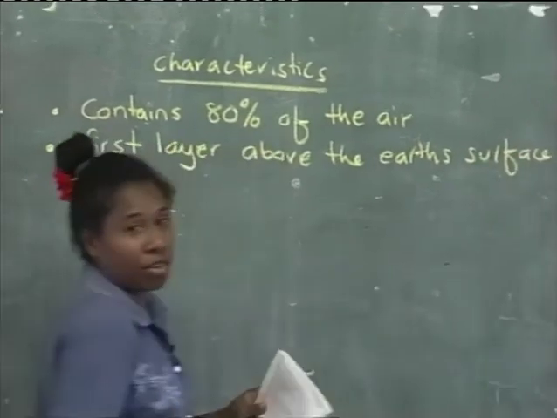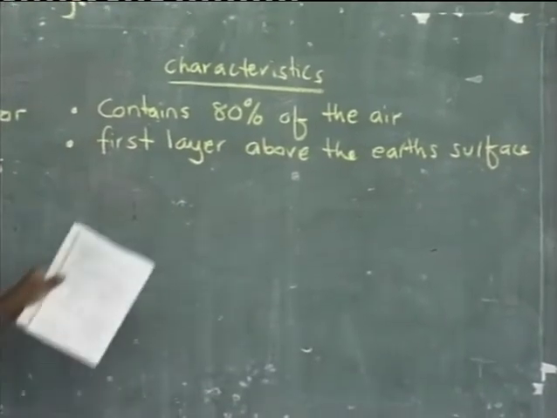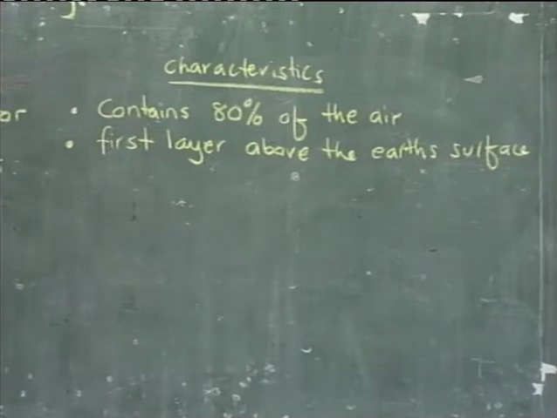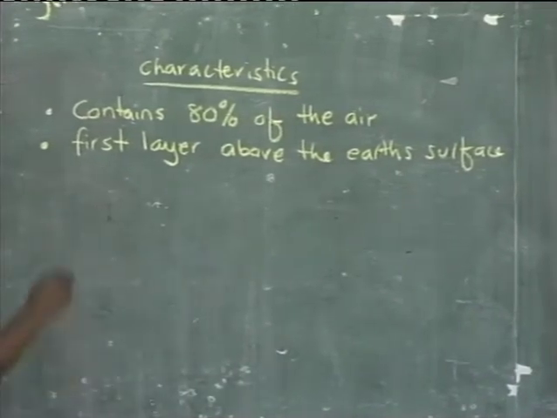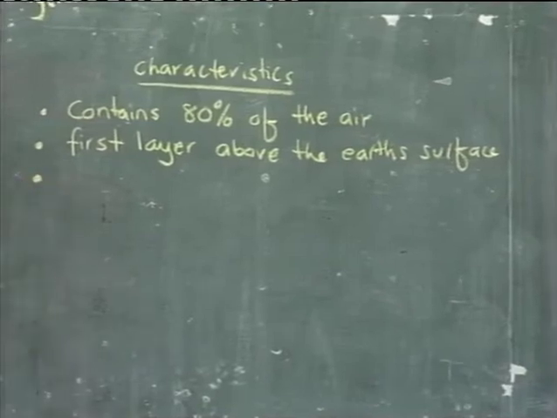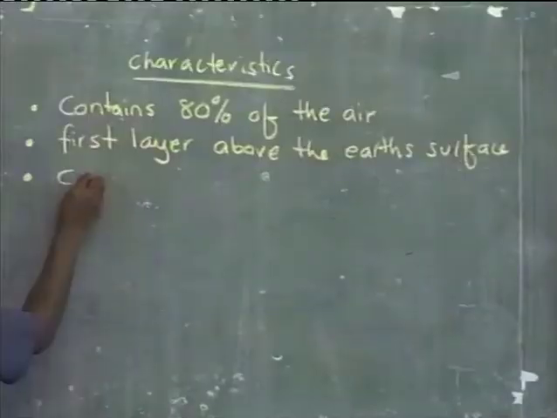Okay, very good. We're looking at a characteristic which is simple. It is the first layer above the Earth's surface. That is the troposphere. Okay, that is a feature or characteristic. Number 3, or the next characteristic: it contains the zone of weather. Okay, contains the zone of weather.